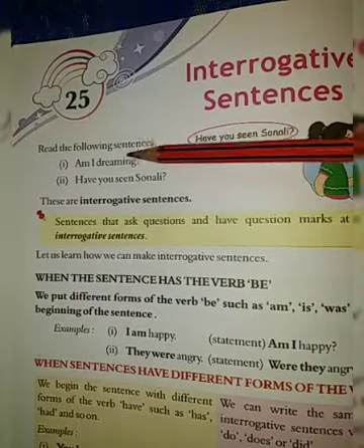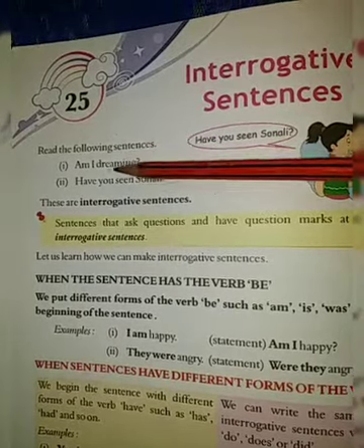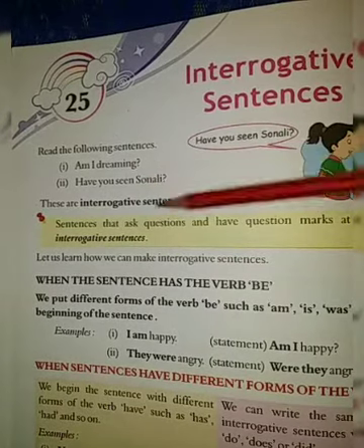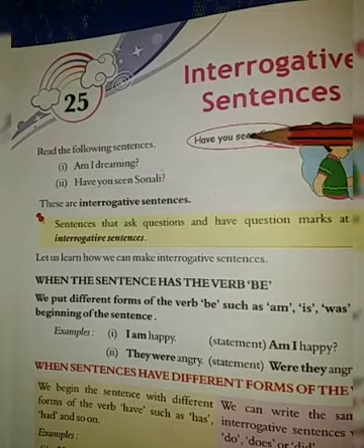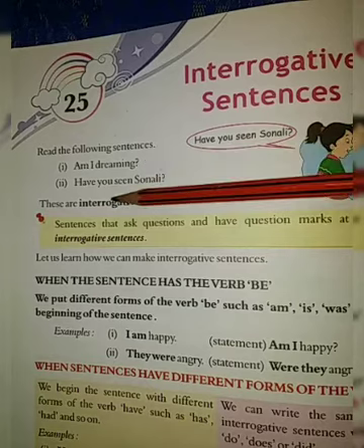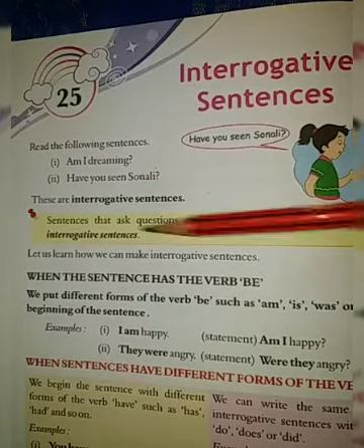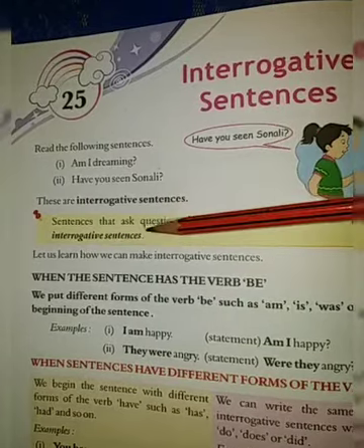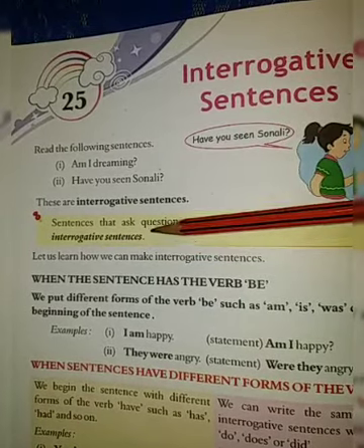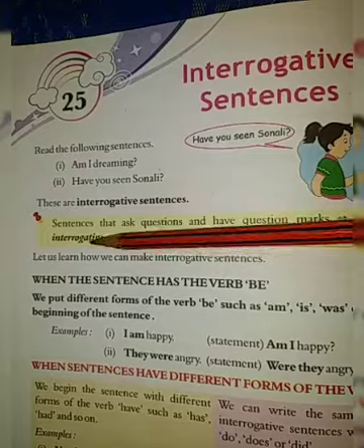Read the following sentences. Am I dreaming? Have you seen Sonali? These are all interrogative sentences. We all know that sentences that ask questions and have question marks at the end are interrogative sentences. It's a very simple definition of interrogative sentence, which is written here.